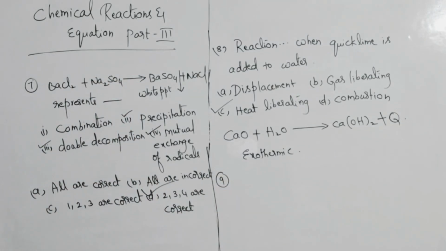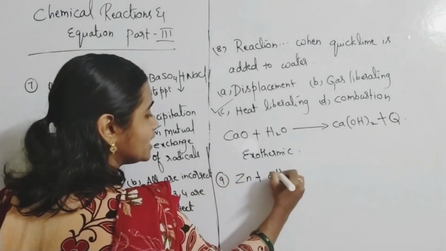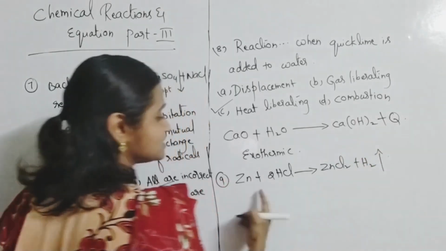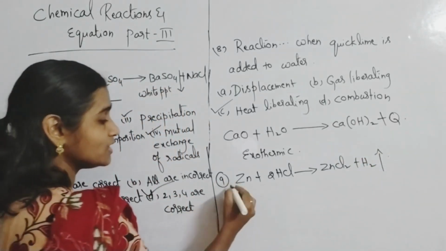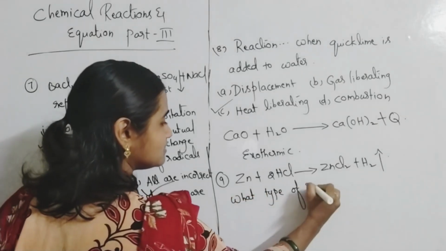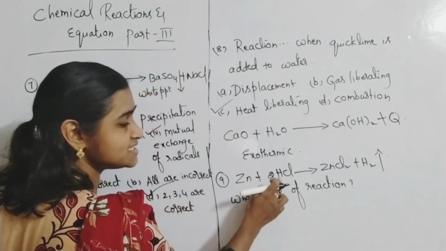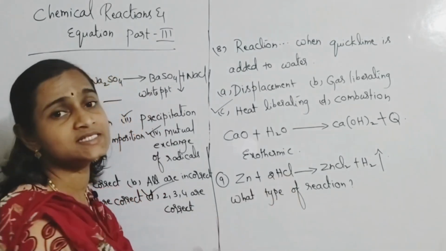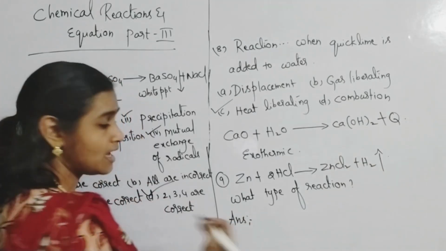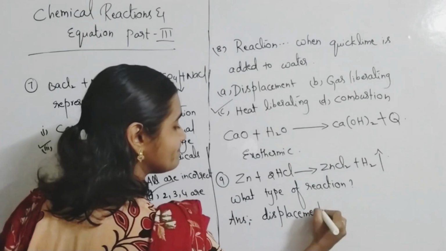Next, zinc plus HCl gives rise to ZnCl2 plus H2. What type of reaction is it? Zn plus 2HCl gives ZnCl2 plus H2, and an upward arrow is given. Recall the observations. Here substitution takes place, so it is displacement. Hydrogen is displaced from H and Cl and separated out. Directly I am writing the answer: displacement reaction.